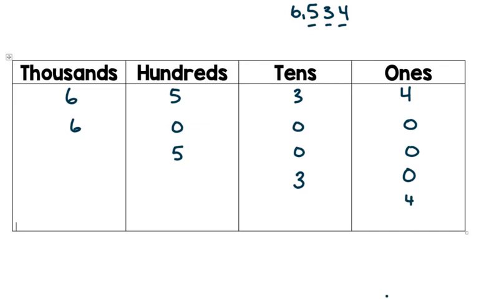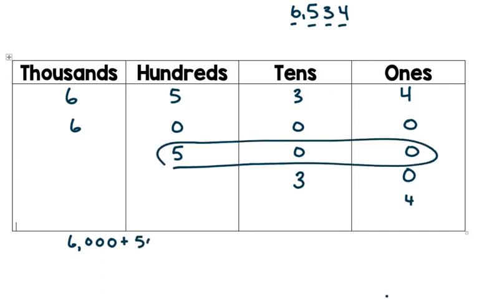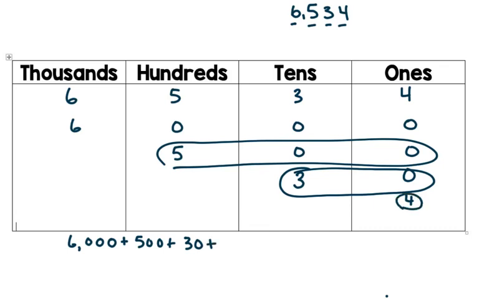So I can write these numbers out into what's called expanded form, like we just did. So the value of my 6 is 6,000, plus that number also has 500, plus that number also has 30, and finally that number also has 4 ones. So the expanded form for 6,534 is 6,000 plus 500 plus 30 plus 4.